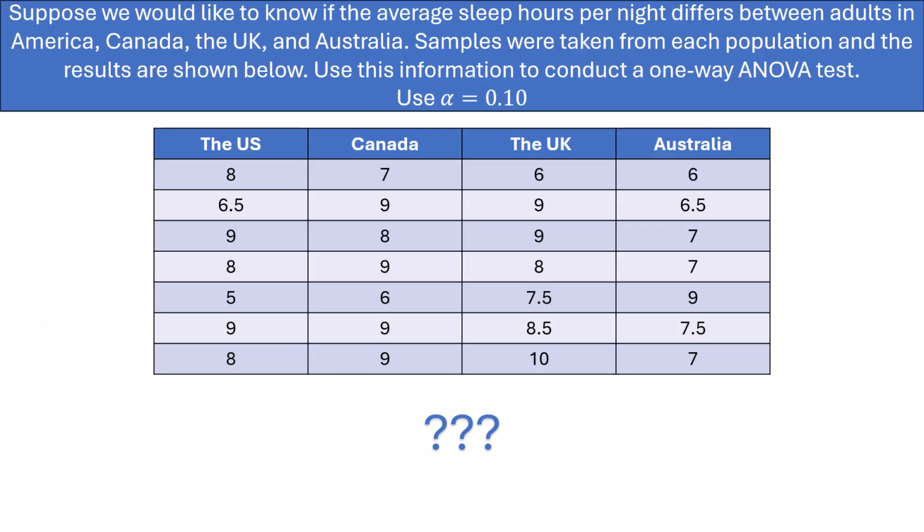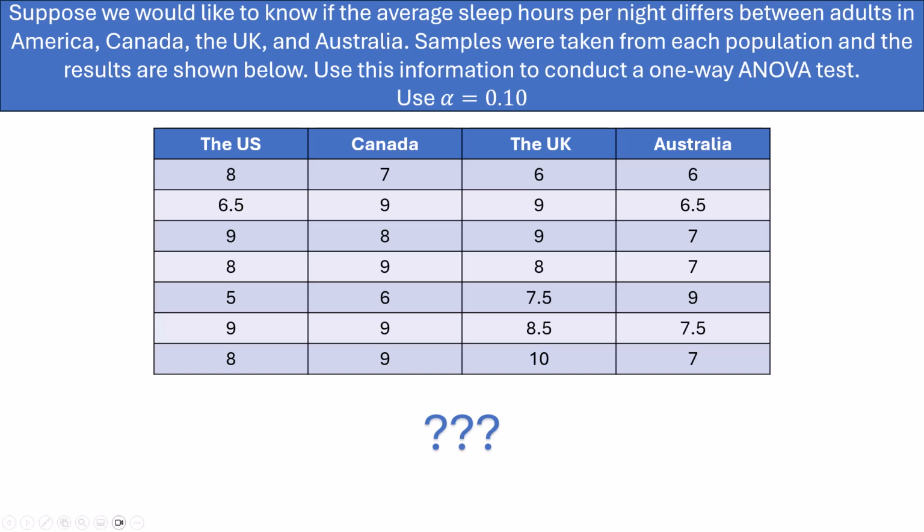So here is a problem for you to try. Suppose we would like to know if the average sleep hours per night differs between adults in America, Canada, the UK, and Australia. Samples were taken from each population, and the results are shown below. Use this info to conduct a one-way ANOVA test at alpha equals 0.1. So go ahead and do the 4 steps of the Fred technique. Pause the video, and then we'll go on from there.